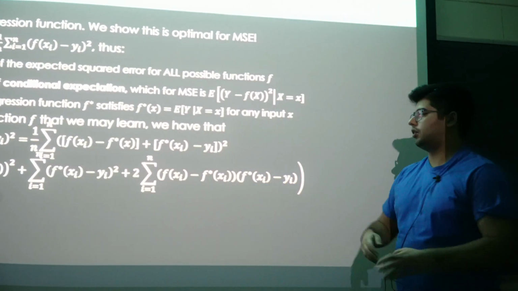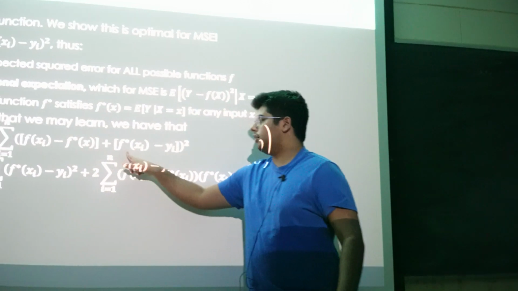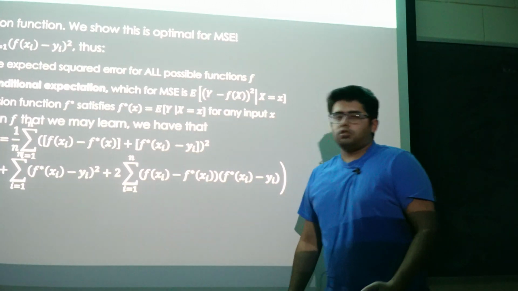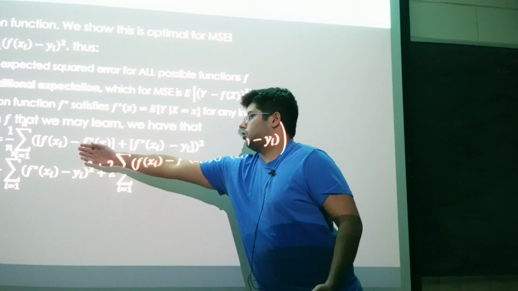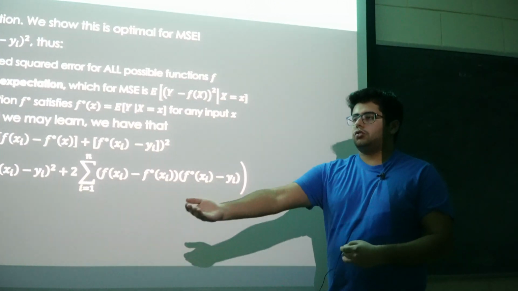I'll fix that before I'm gone for too long. I'm going to subtract and add it. So I'm subtracting f of xi and adding f of xi. And so essentially, I have 1 over n times this ugly expression. But you'll see why I do this too.